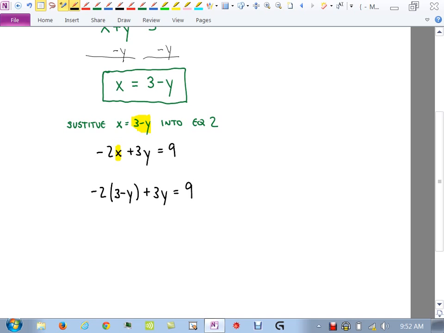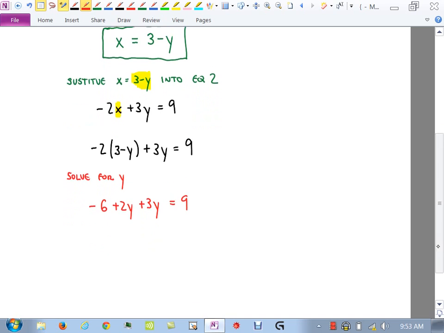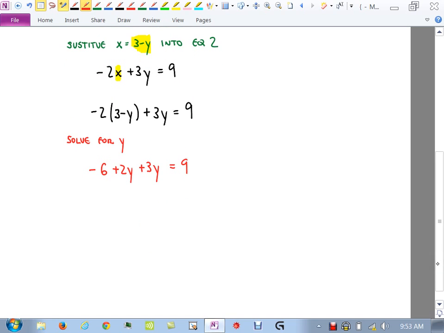Now, what are we looking at here? What is this? Linear equation, one variable. You can solve it for y, can't you? So that's what we're going to do. We're going to solve for y. So let's distribute through. We get negative 6. Then what? Positive 2y plus 3y equals 9. Collect like terms. Negative 6 plus 5y equals 9.